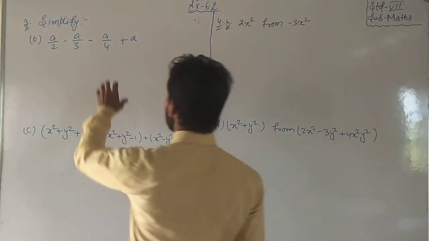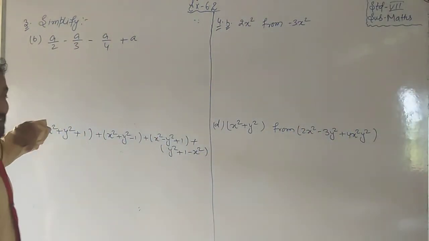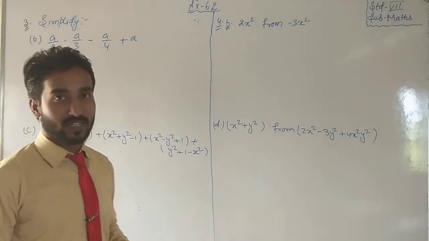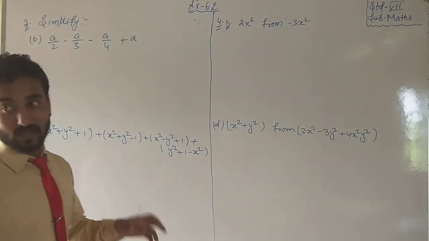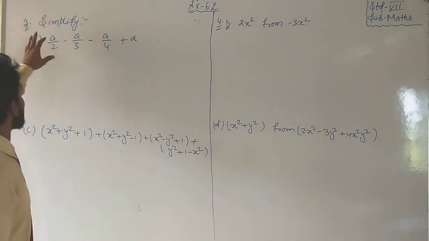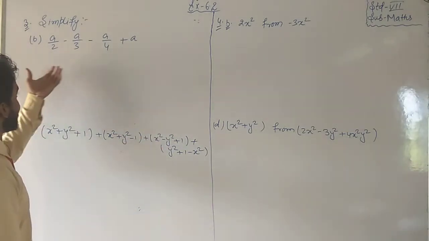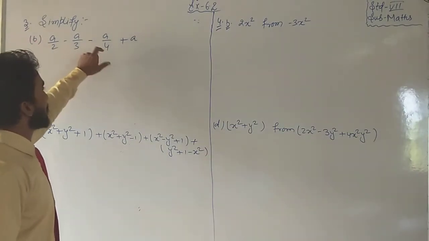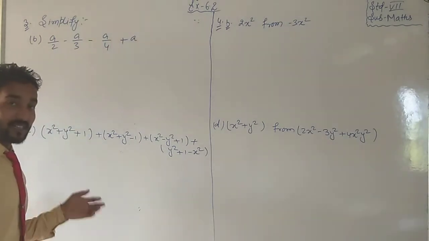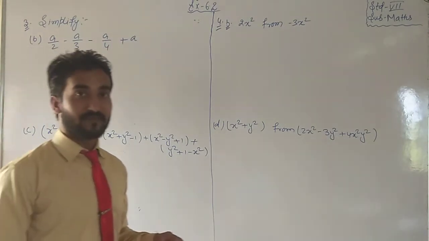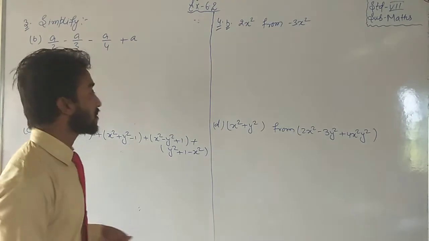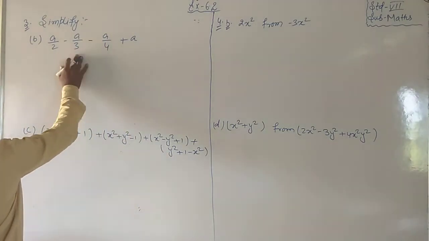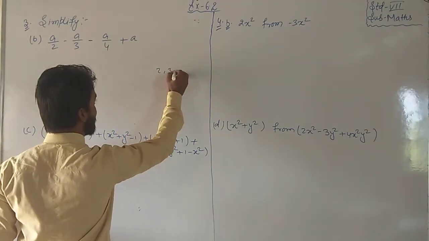So students, see question number 3a. What is left in question number 1 and question number 2 is your turn to do. Okay students, so don't forget to complete those questions, and let's consider question number 3a. Students, we can see in front of you a by 2 minus a by 3 minus a by 4 plus a. Such type of questions, how will they be solved? First of all, what will we do? We will find the LCM of the given denominators. What are the denominators? 2, 3, 4.